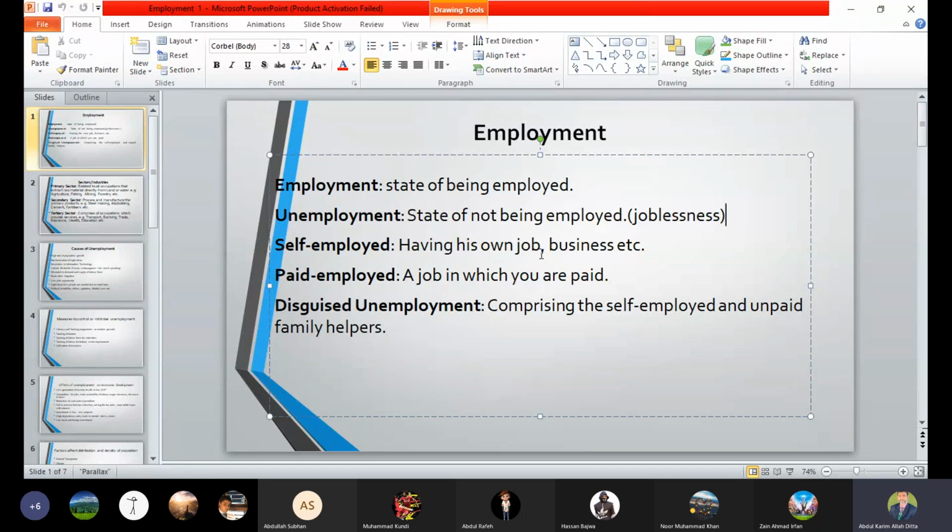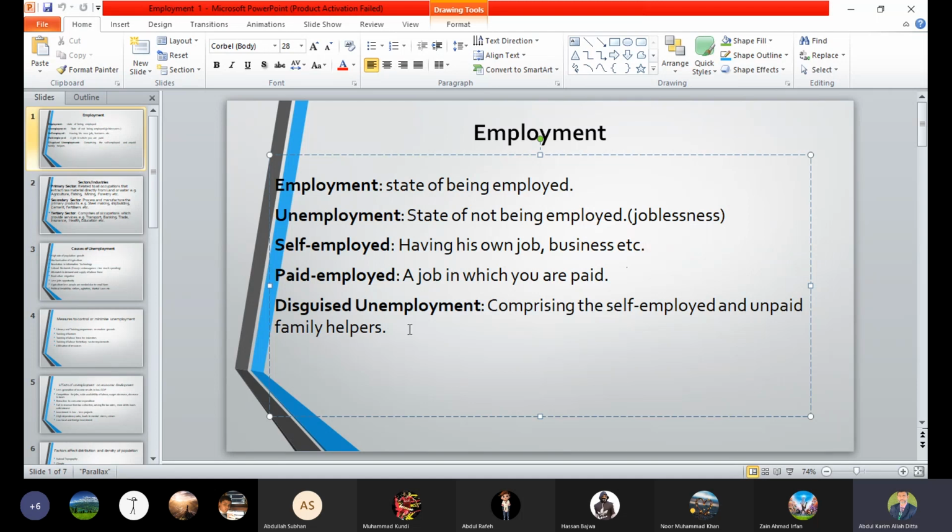Self-employed is when you have your own business, your own job. You don't get a salary, my dear. The money you invest in that, that is your salary or your profit. And paid employed is the job in which you are paid, it means that you are paid employed.